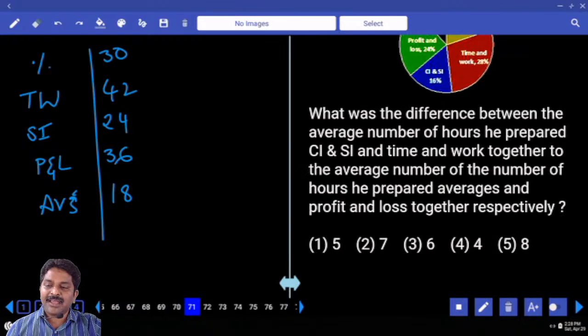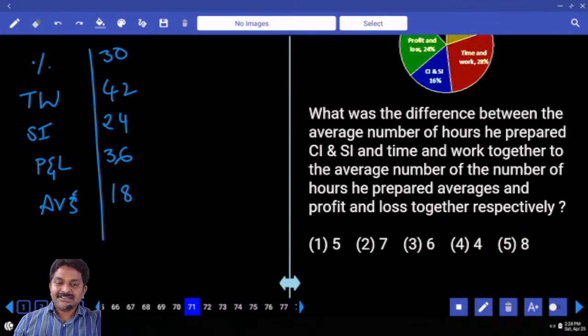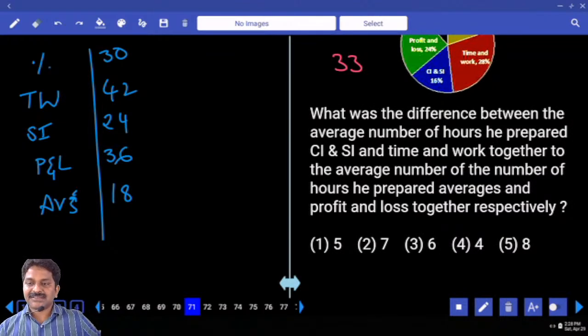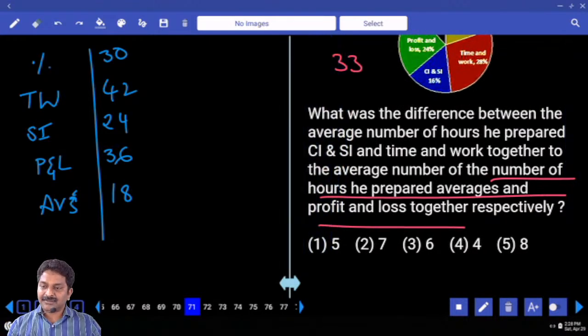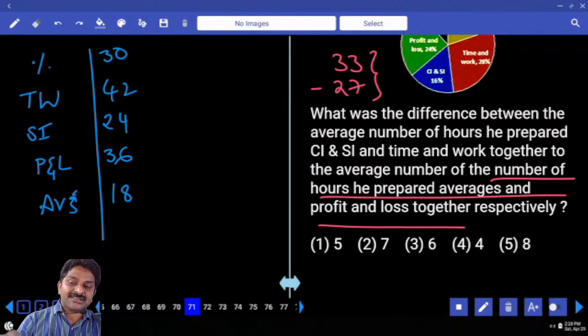What was the difference between average number of hours he prepared, simple compound and time and work together? Both together how much we have? 66. Average in the sense half of that number, which is 33. Now we were asked to calculate the difference between this and the number of hours he prepared averages and profit and loss together. How much is the sum? 54. Average 20. For these two numbers we were asked to calculate the difference, which is 6. Over.